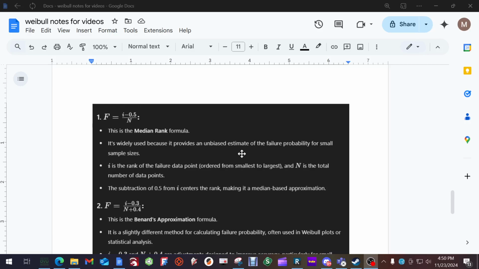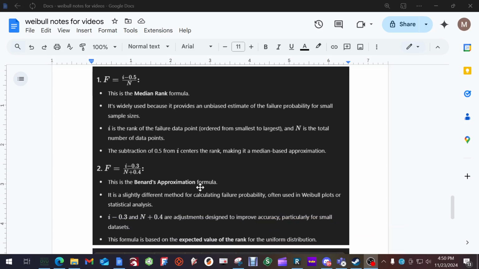So this one is widely used because it's pretty unbiased for small sample sizes. And for large data sets, it works great. But Bernard's is a little bit more accurate for smaller data sets. So let's say you only have, I don't know, 20 samples of something because that's all you could get, or even 10, and you're like, crap, that's not a lot. Probably want to use Bernard's approximation formula.